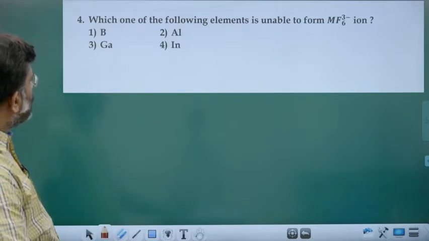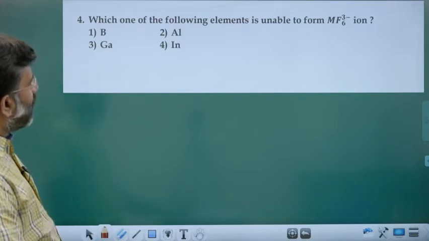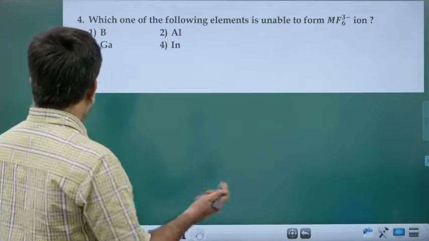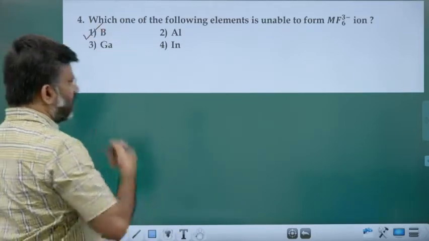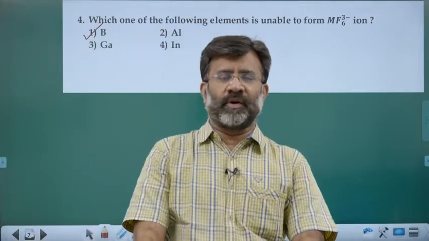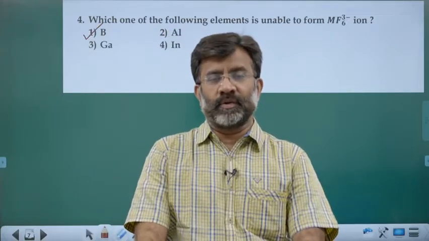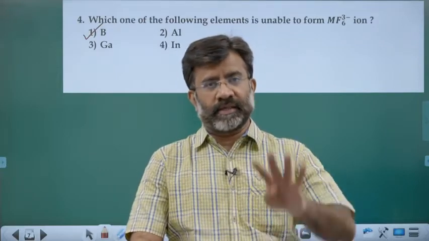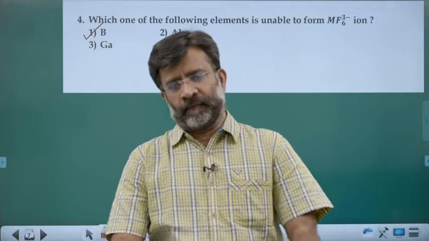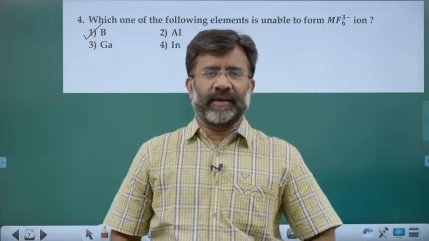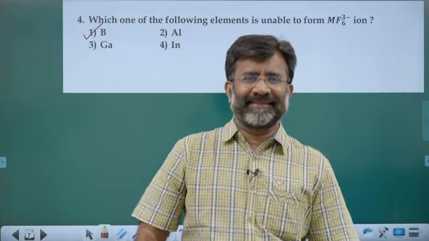Which one of the following elements is unable to form MF6 3 minus? Why doubt? Boron. The first member of main group elements, we know, is unable to give covalency beyond 4. Their maximum covalency is limited to 4. Why? Because they don't have vacant d orbitals. That is the point.